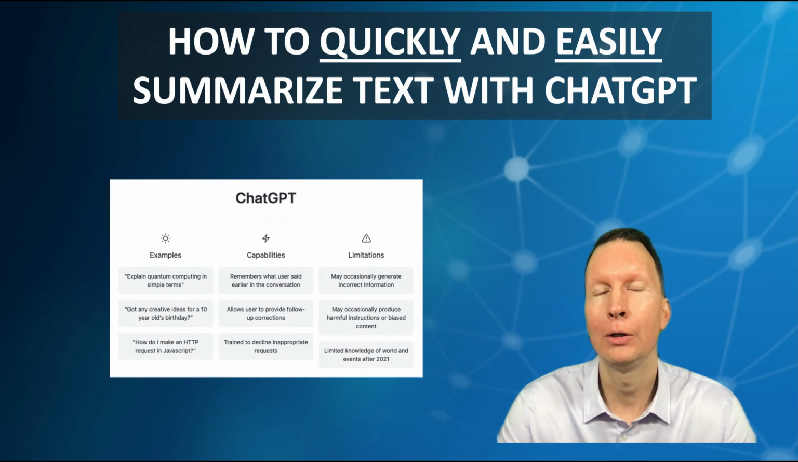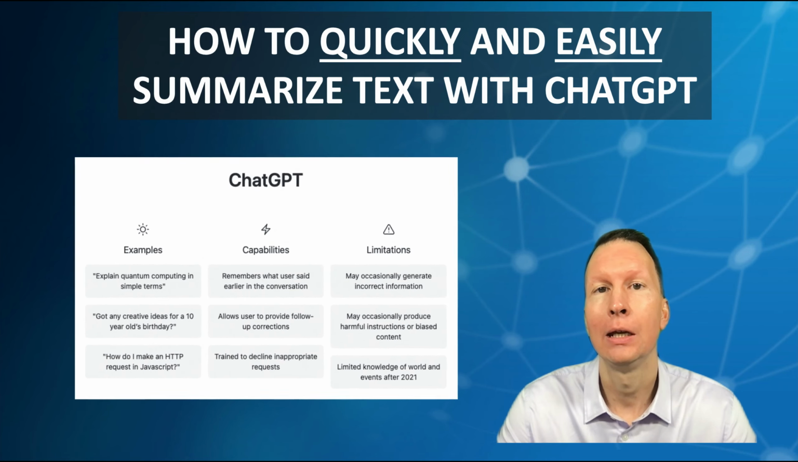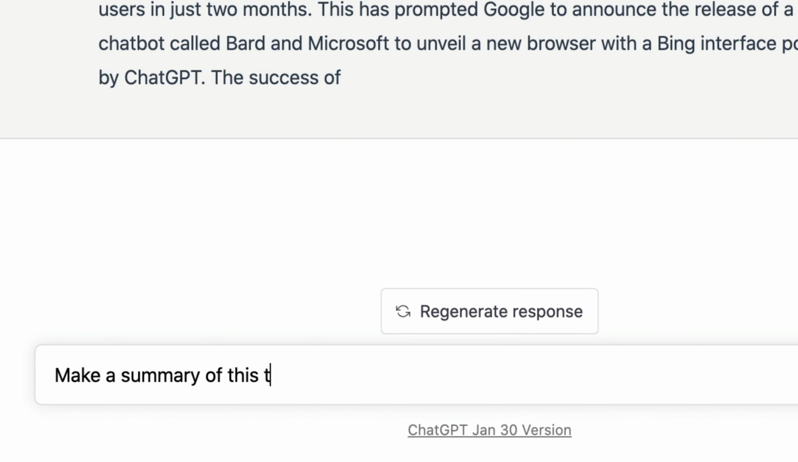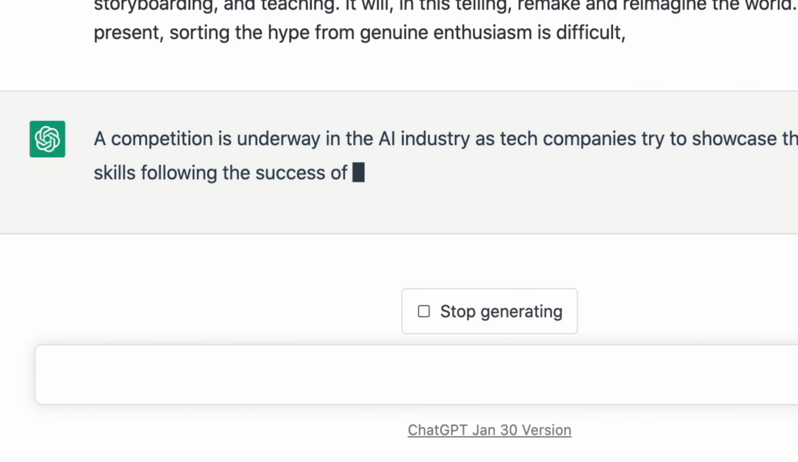In this video, you will learn exactly how to summarize text using ChatGPT. ChatGPT is the most powerful AI tool right now, and you should start using it.